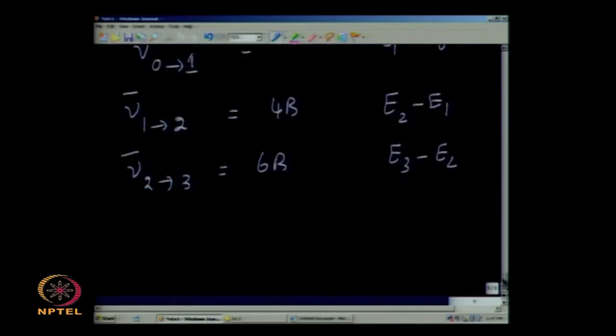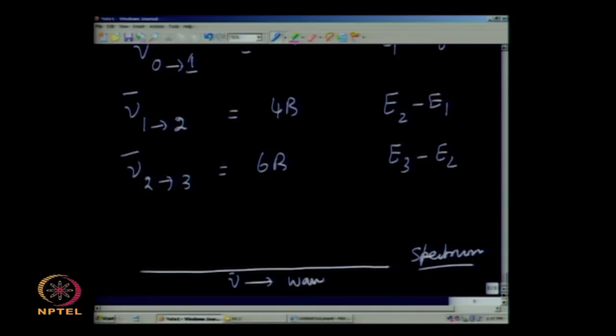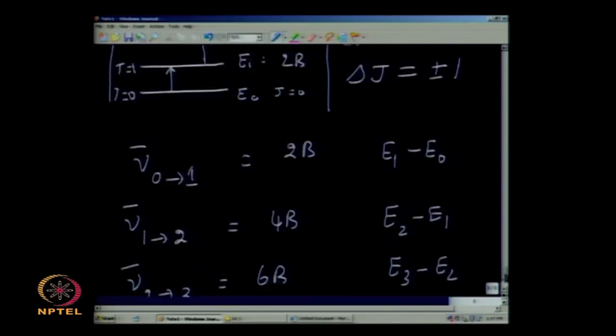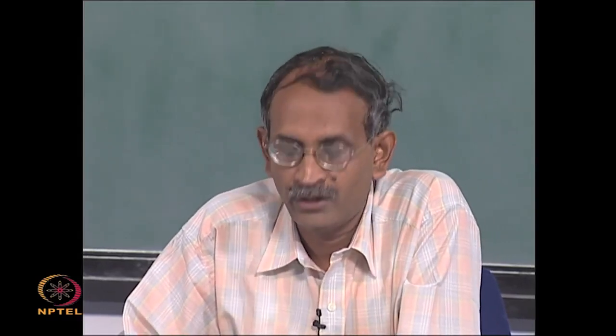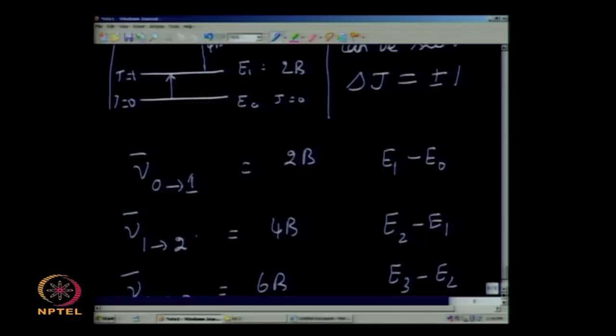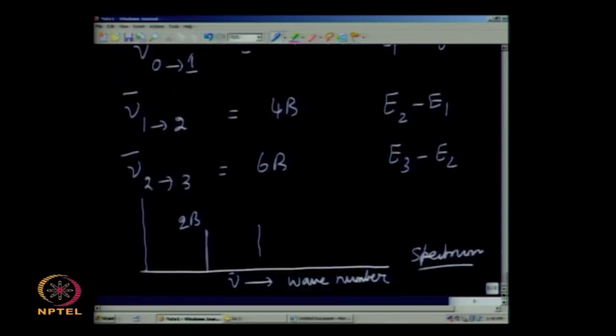And what you see is, if you were to obtain the spectrum of this molecule and plot this in wave number units, and plot the absorption or the absorbance along the y axis, a transition corresponding to the frequency 2b, which is a transition from the ground rotational state to the j equal to 1 state. You will see one other transition if there are enough molecules in the j equal to 1 state, a transition from 1 to 2. If we plot the absorbance, we will see a transition corresponding to 4b.